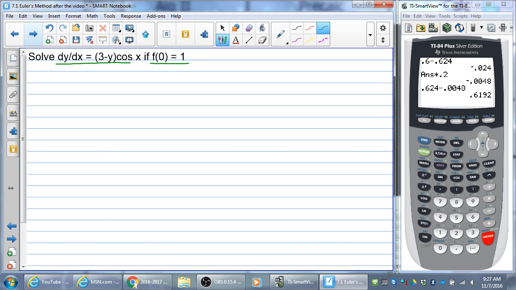We've got to split y's with y's, which is 1 over 3 minus y dy is equal to cosine of x dx. So there's x's with x's, y's with y's. Our next step to solve differential equations is to integrate. We're backing up to the original function. What is the antiderivative of the left side? Natural log, right? So what is it? Natural log of the absolute value of 3 minus y. And then we have sine of x plus c.